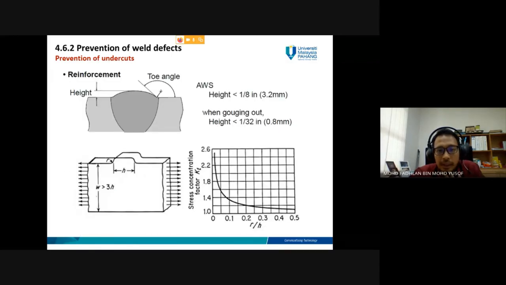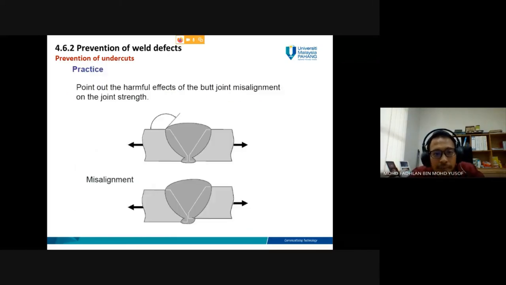Okay, so this is example of how undercut could affect the stress concentration. Kalau stress concentration tinggi di situ, situlah tendency untuk berlakunya crack formation, crack initiation, and after that crack will propagate and lead to the failure of the welded component.